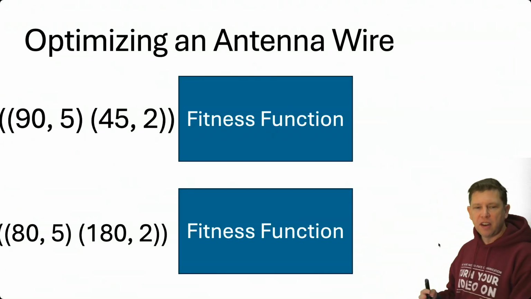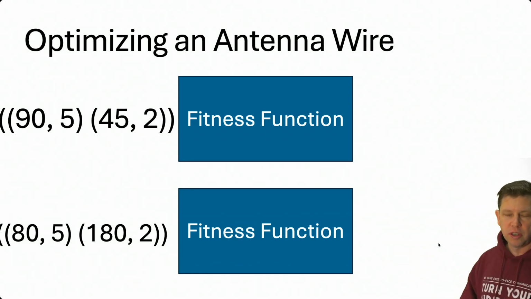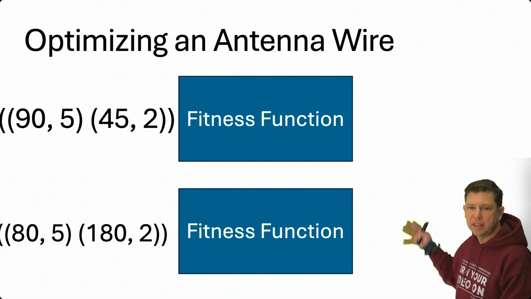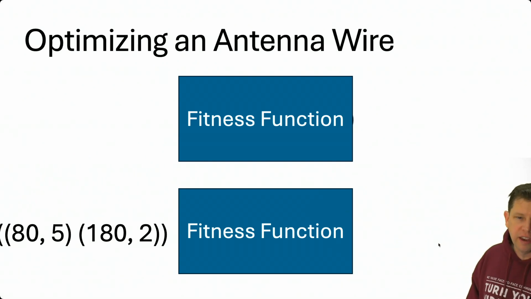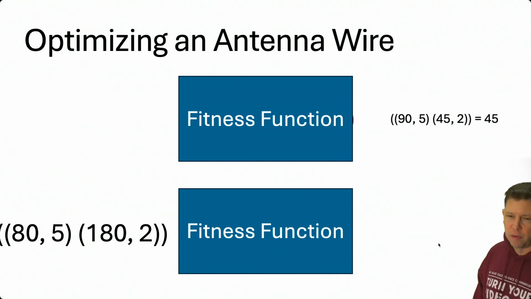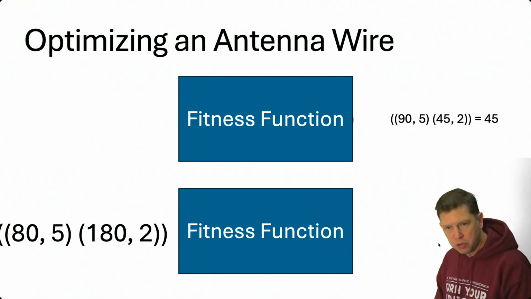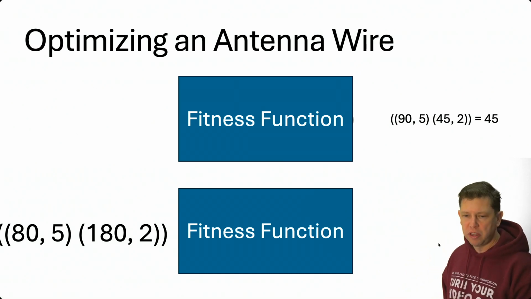Okay, so here we are. We're optimizing the antenna wire. We have two proposed solutions, and we're going to run these through the fitness function. These fitness functions do the exact same thing. I'm just putting them both up here so you can see it. So we stick this one in. It goes in, magic happens, and out the other side comes a number saying that for this particular proposed solution, the value is 45.